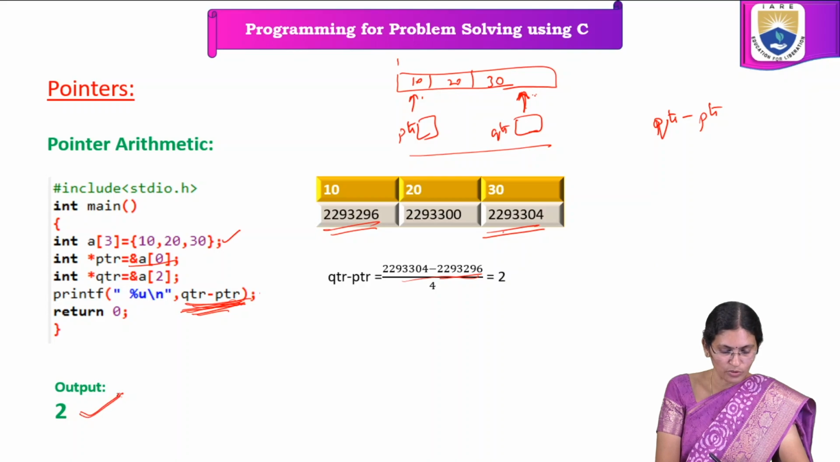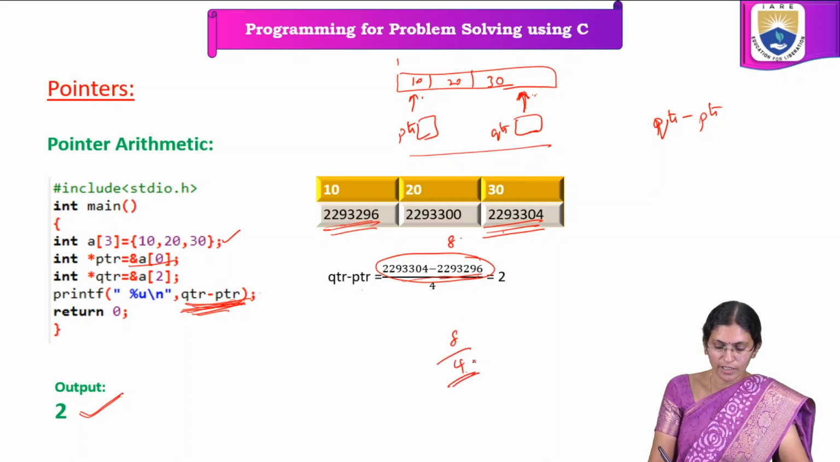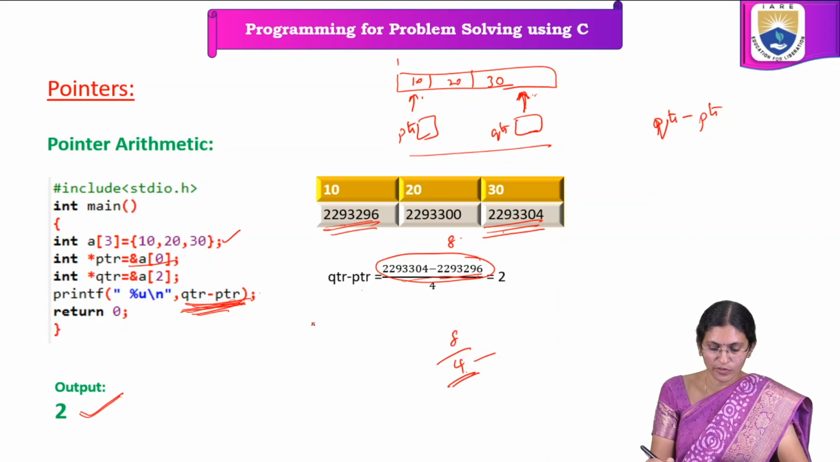So the output of this program is 2. How are you getting 2 here? You can see QTR minus PTR is equal to 2293304 minus 2293296. So here it is equal to 8. Difference of 8 bytes you have. So 8 divided by 4. This 4 depends upon the type of the pointer. So here we have used integer pointer.